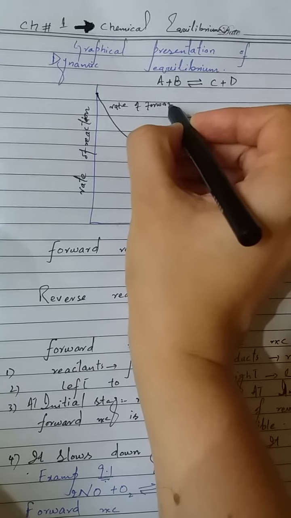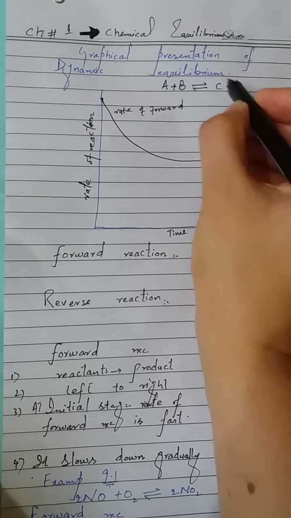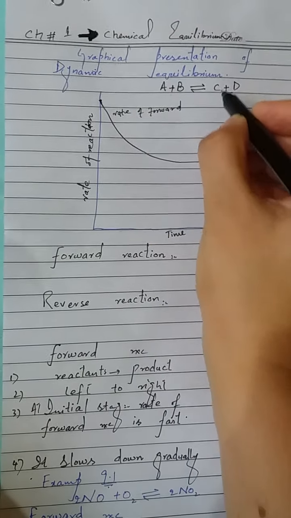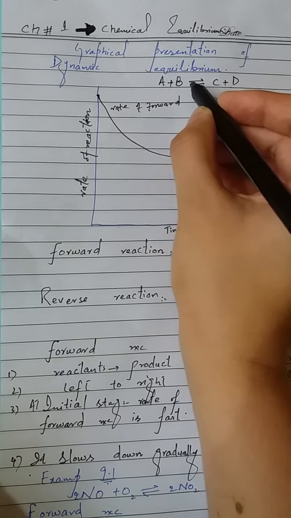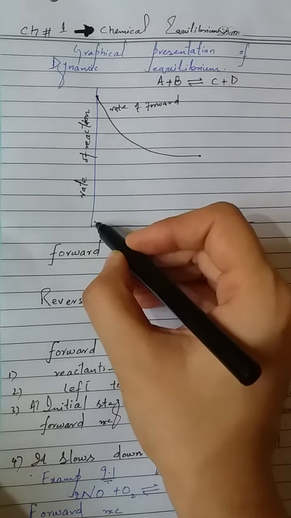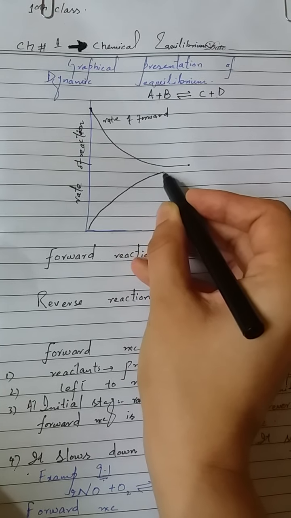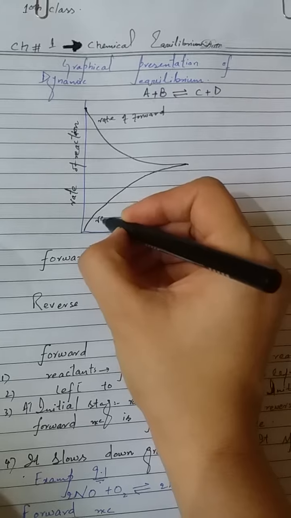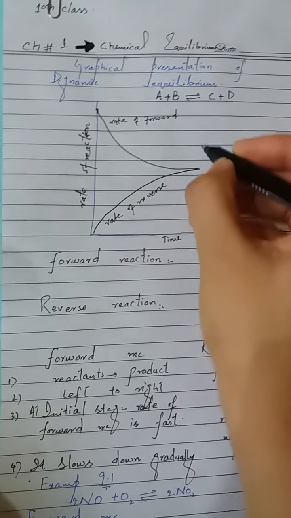And as products C and D are formed, they again react with each other and form reactants A and B. So here the reverse reaction will proceed. And as time passes, the rate of forward reaction decreases and the rate of reverse reaction increases. Here the rate of reverse reaction increases.